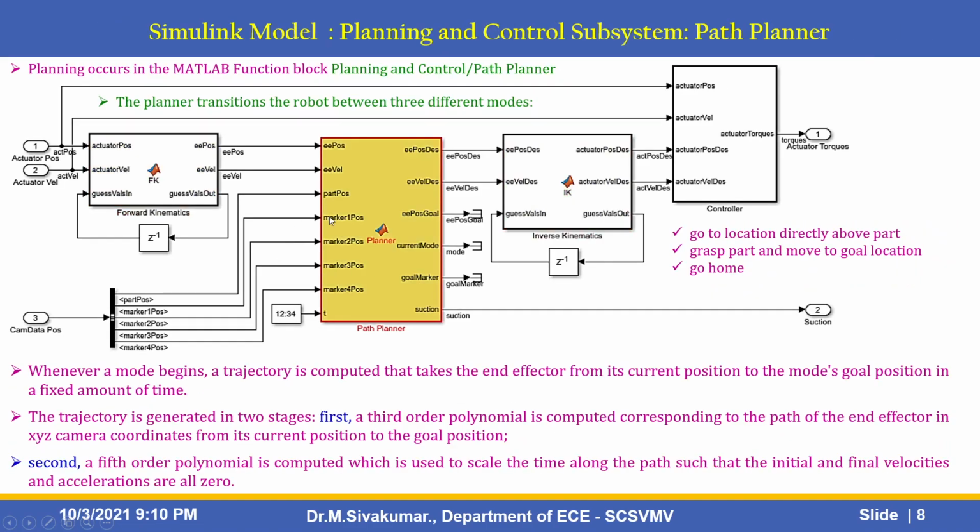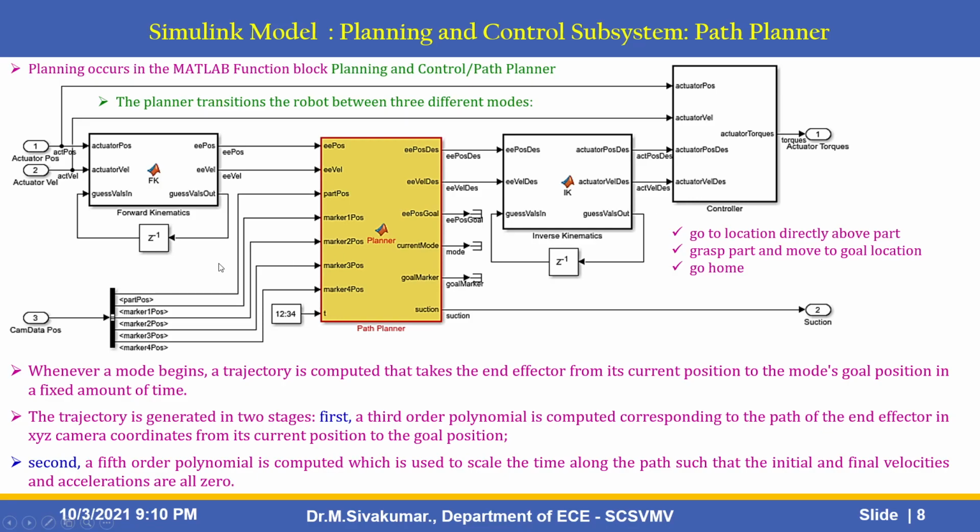The next subsystem is the path planner. Planning occurs in the MATLAB function block planning and control path planner. The planner transitions the robot between 3 different modes. First, go to the location directly above the part; then grasp the part and move to the goal location; finally go to home. These are the 3 tasks. Whenever a mode begins, a trajectory is computed that takes the end effector from its current position to the mode's goal position in a fixed amount of time.